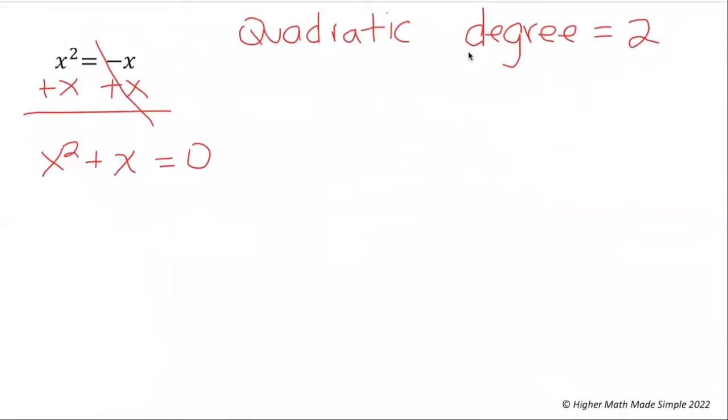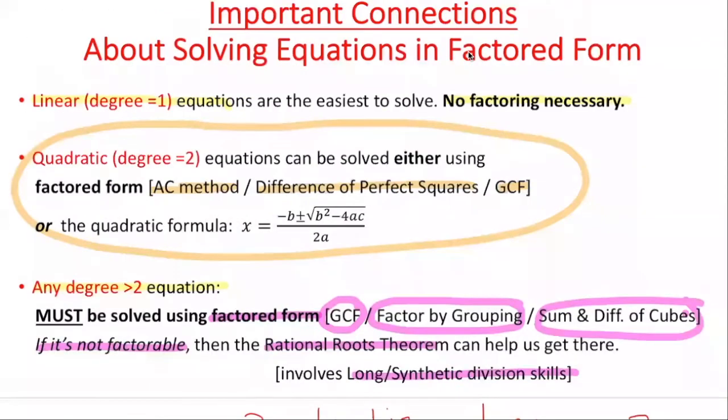We're not going to use the AC method because it's actually simpler by taking out the greatest common factor. So the greatest common factor is x, because both of the 2 terms here have an x in common. When we factor out a greatest common factor, it's just like the reverse distributive property. x times x gives me x squared, and x times a positive 1 gives me x. Now we have successfully converted the standard form equation into factored form.